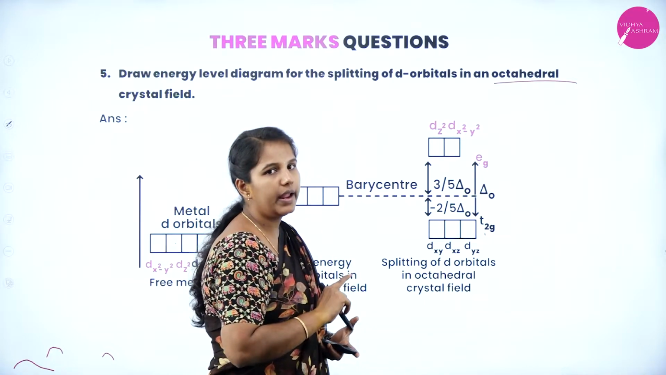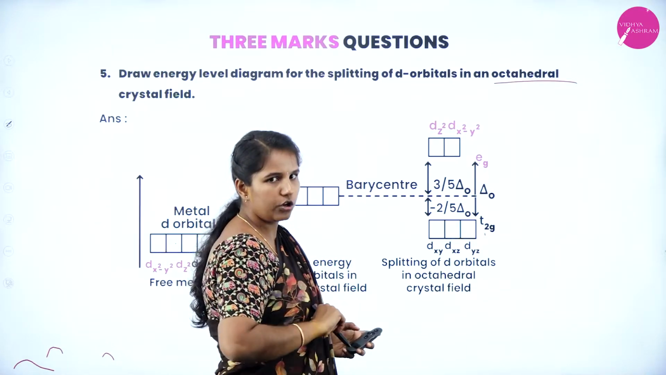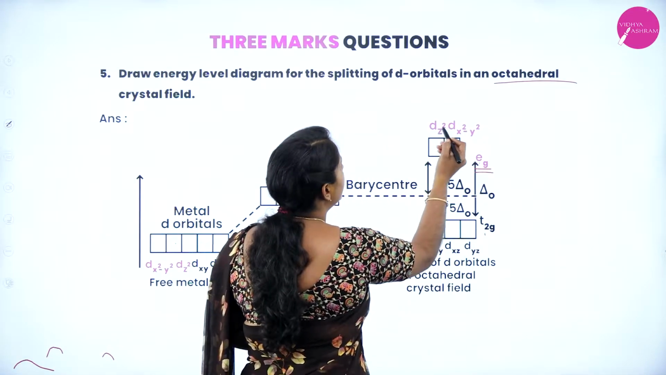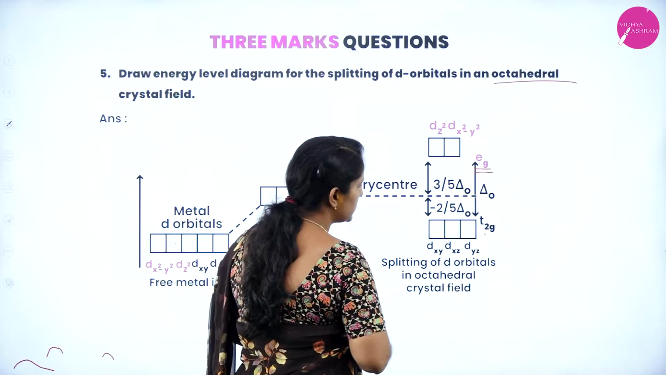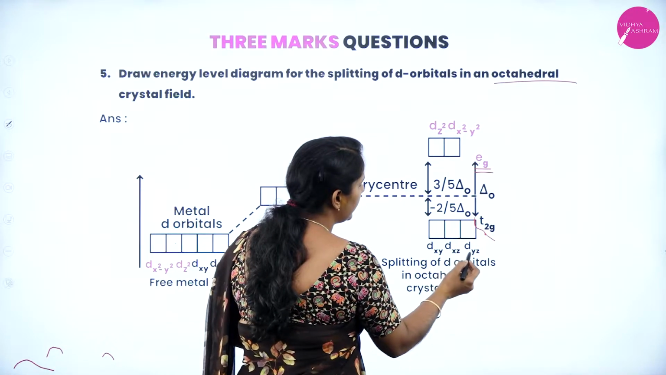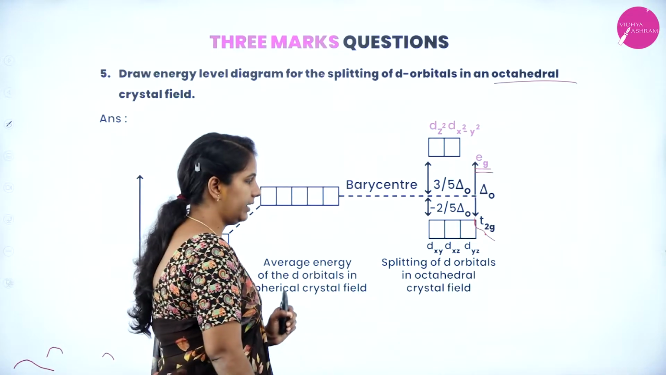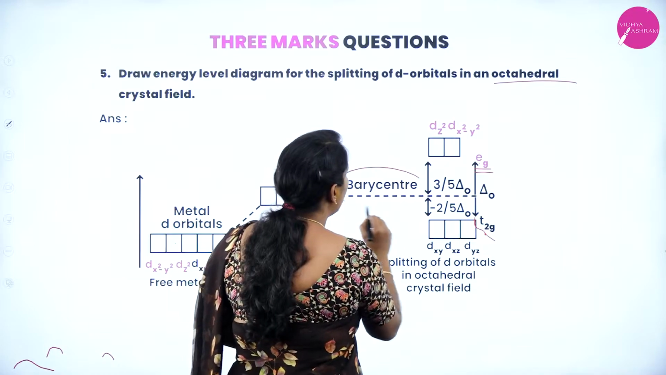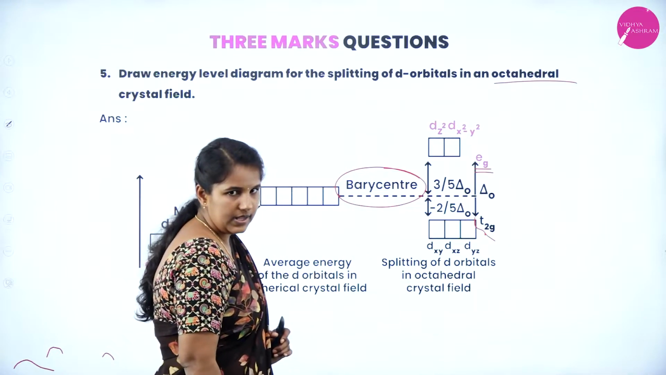In case of tetrahedral complex, these energy levels are different. In the Eg level, we have dz square and dx square minus y square, and in the T2g level, we have dxy, dyz and dxz. Between these two, we can call the center the barycenter.